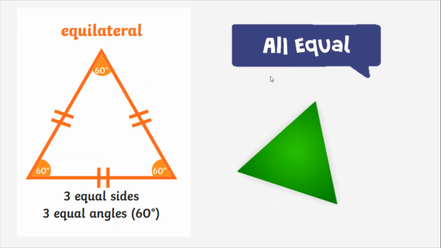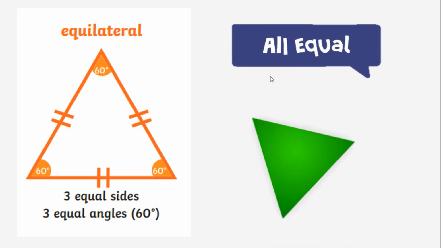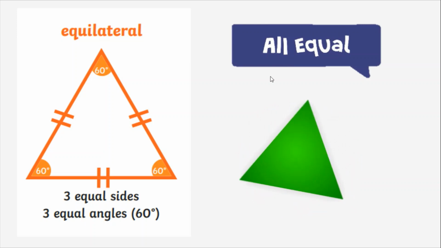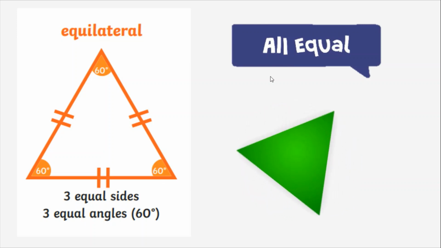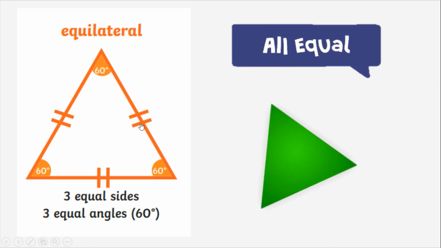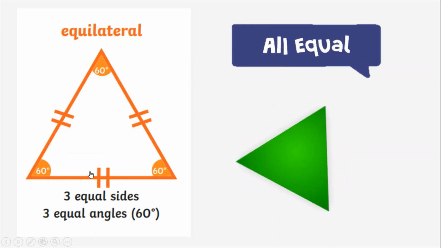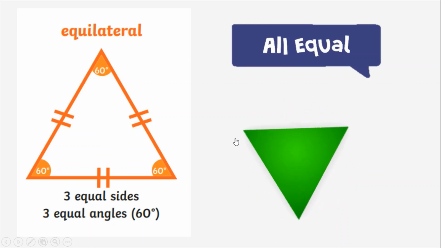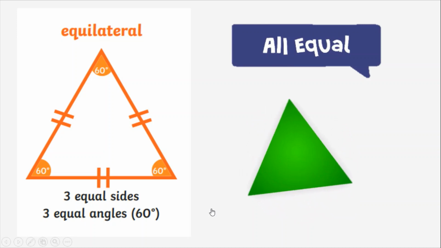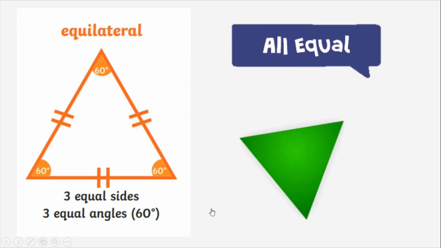We know about 90 degrees being a right angle, but these are 60 degrees. They're all 60, they're all the same, and all the sides are equal as well, and that means they're all the same length. Not that they're the same colour, but they're the same length. These double lines that you can see on here just show you that they are the same. Because it's the same, it can be rotated around and it will look the same each time it's rotated.